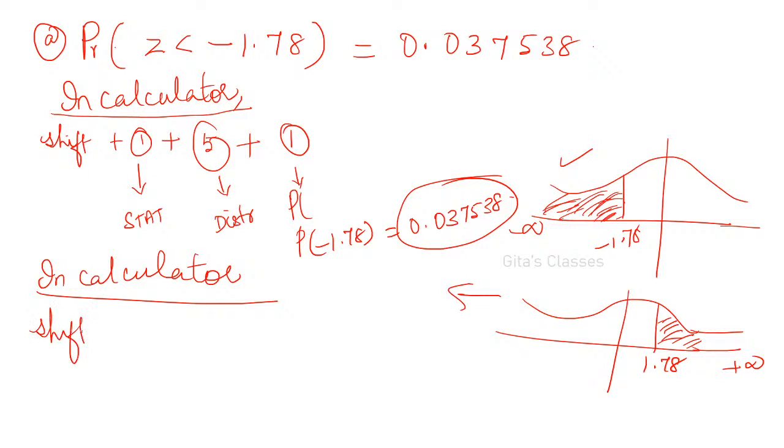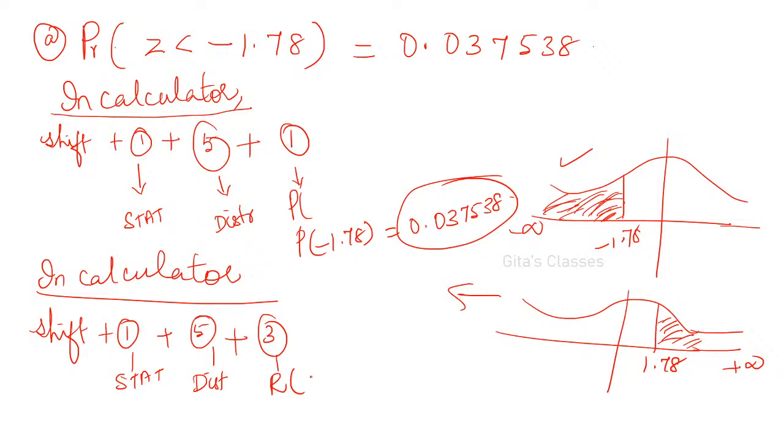Shift, plus 1. 1 is for stat. Plus 5. These things won't change. Distribution, plus 3. This is R of. Shift 1, 5, then 3. R of means 1.78.